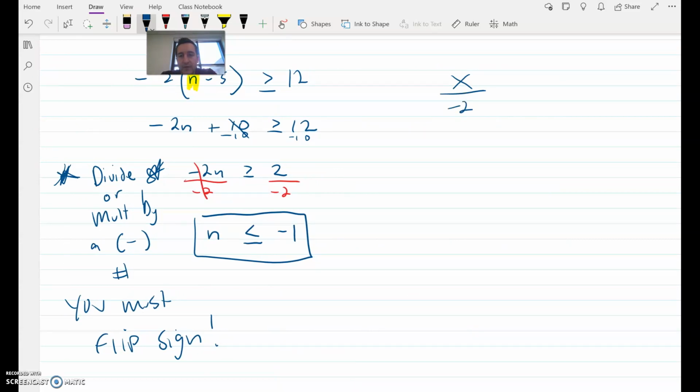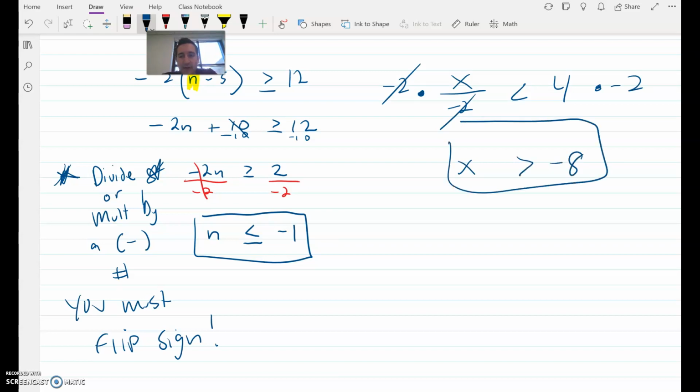If we had x over negative 2 is less than 4. If we multiply by negative 2 over here to get that to cancel, which means we have to multiply by negative 2 over here, then we have to flip our sign before we get the right answer. Okay, that's the first thing.